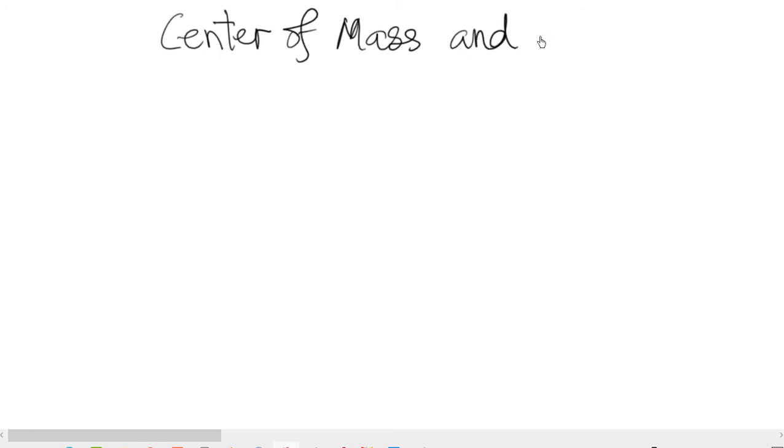In this lecture, we shall consider center of mass and its motion. In translational motion, each point on a body experiences the same displacement as any other point as time goes on, so that the motion of one particle represents the motion of the whole body.